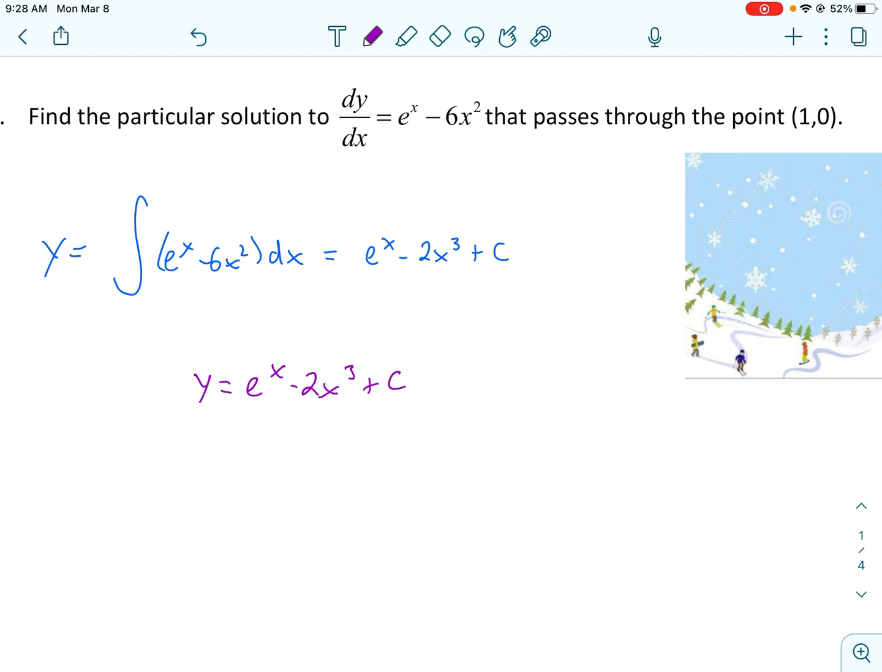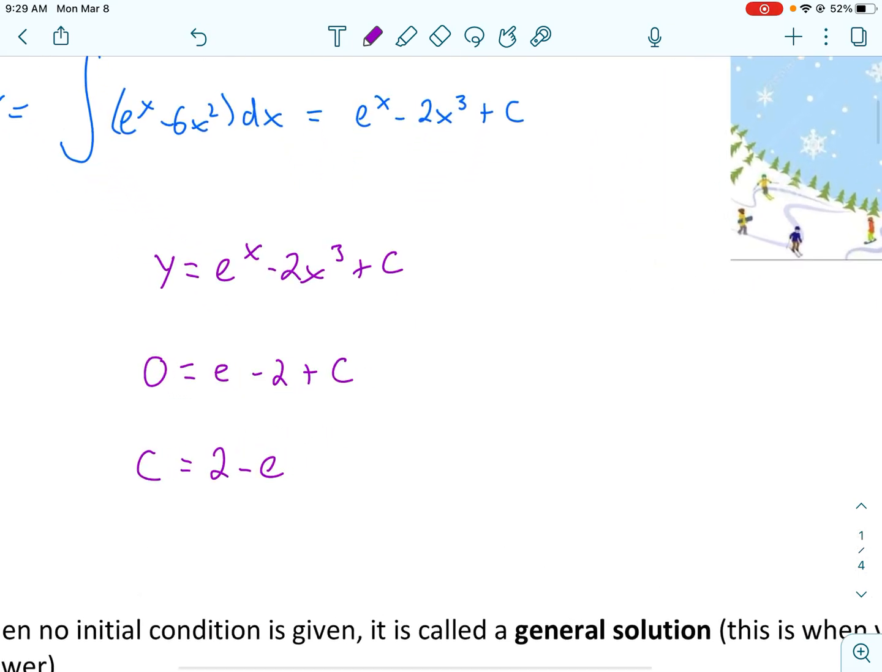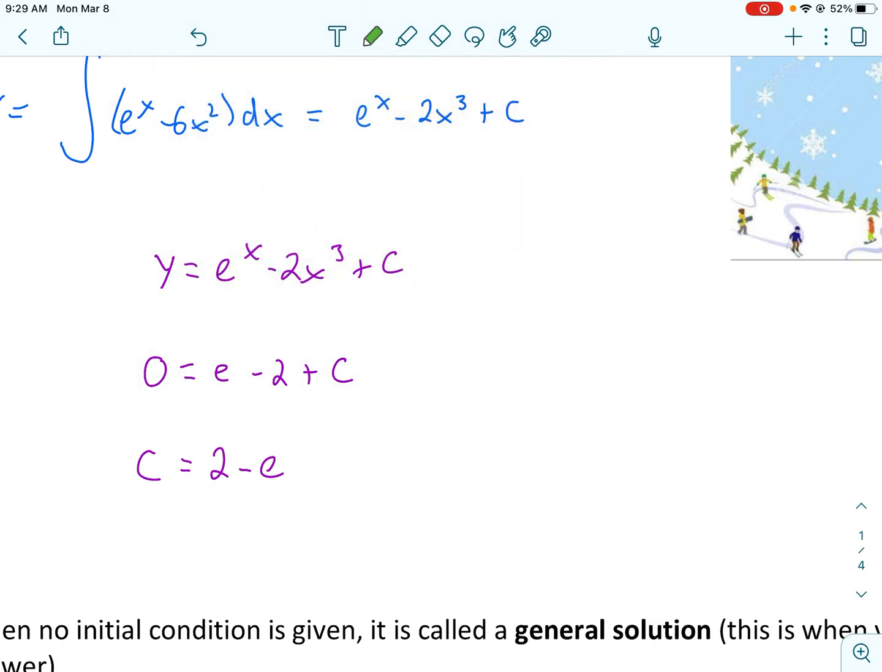But then we know this point, 1, 0. So we can plug in 0 for y and 1 for x, giving us this, which allows us to solve for c, which is 2 minus e. Kind of a weird c value. A lot of times it just turns into a nice integer or whatever, but in this case it didn't, which is fine. And then all you do for your final answer is write your antiderivative. So I'm just rewriting the purple equation with my c plugged in, so plus 2 minus e. So this is, in fact, the function.